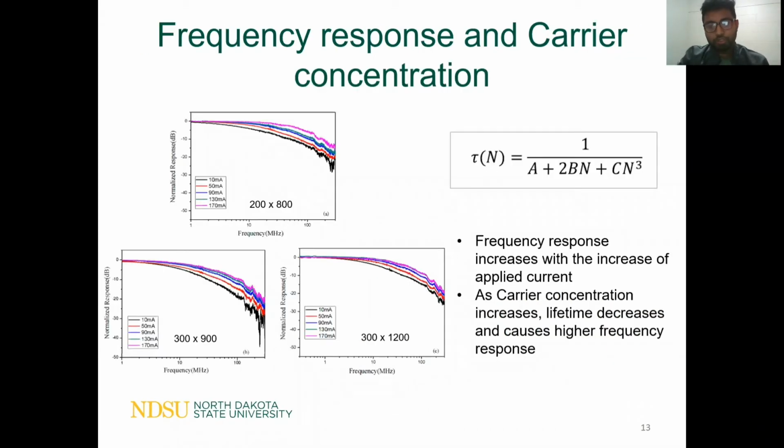These plots show the normalized frequency responses of the three sizes of LED at different currents. As you can see, as the applied current increases, the frequency response increases too. It happens because at higher current concentrations, carrier lifetime decreases and causes higher frequency response. We can also see it from the simple ABC model of carrier lifetime, in which lifetime is inversely proportional to N, the carrier concentration.